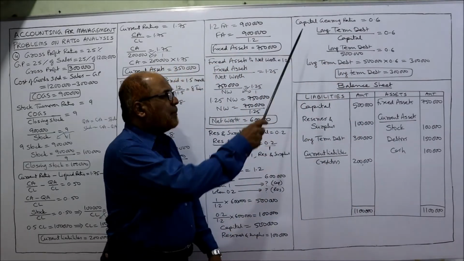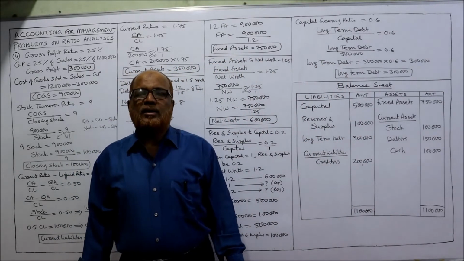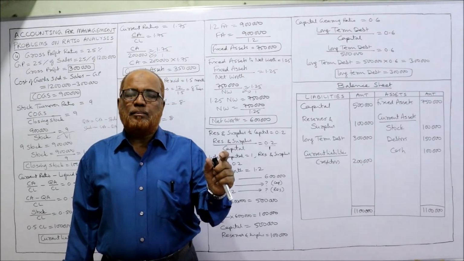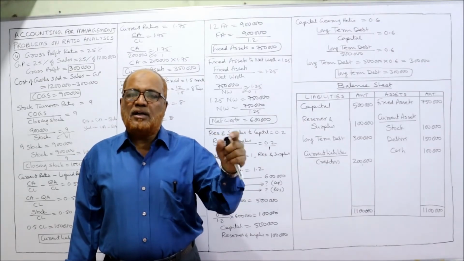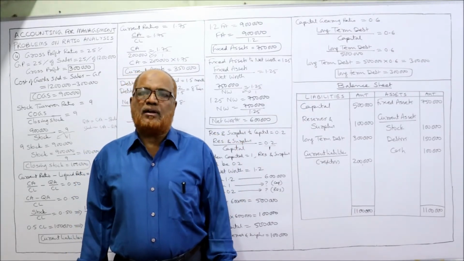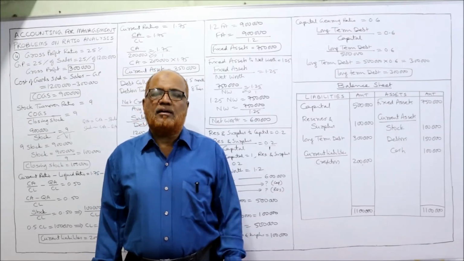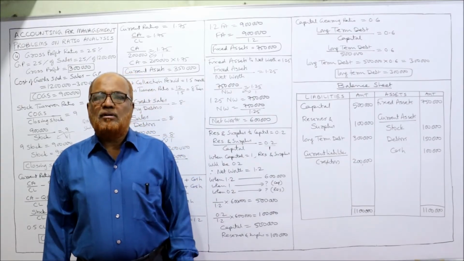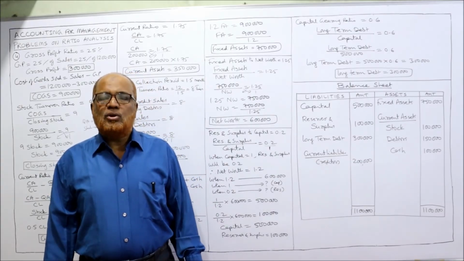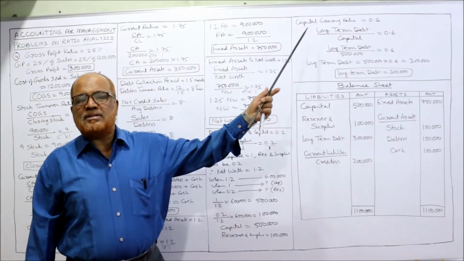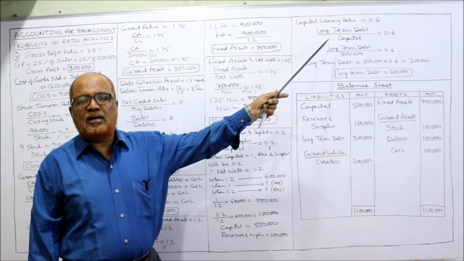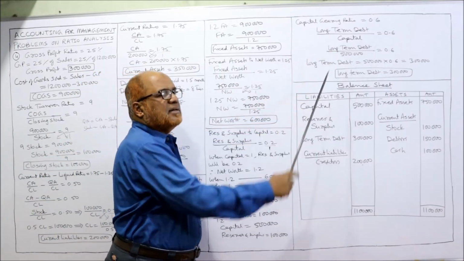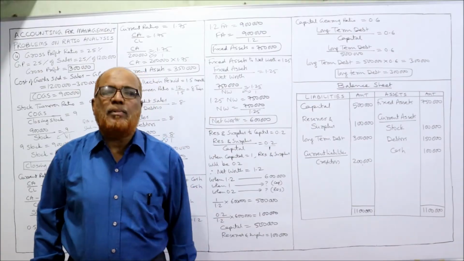Next ratio, capital gearing ratio. Actually the formula for capital gearing ratio is long-term debts plus preference share capital divided by equity shareholders fund. This is the formula for capital gearing ratio. But in our problem, we are not given any preference share capital. We are not given any loans. So we simply apply the formula: capital gearing ratio is equal to long-term debt divided by share capital. So long-term debt divided by capital is equal to 0.6, given in the problem.